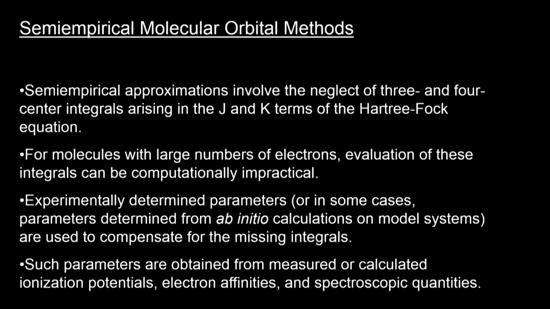Many of them are experimentally determined parameters or sometimes from ab initio calculations, used to compensate for the missing integrals. So, if you neglect higher order integrals, you can approximate them from the parameters, which are calculated experimentally or through ab initio calculations. These are the semi empirical molecular orbital methods. Such parameters are obtained from measured or calculated ionization potentials, electron affinities, spectroscopic equations and so on.